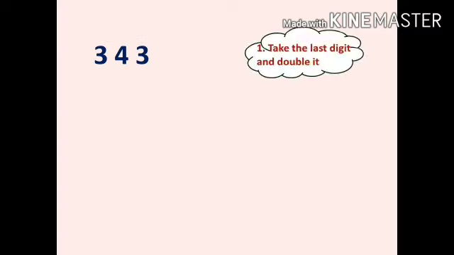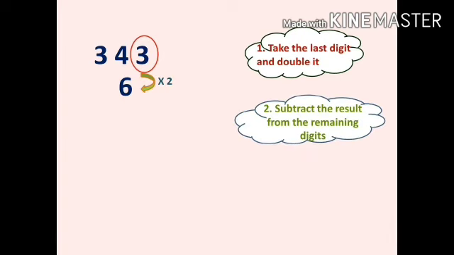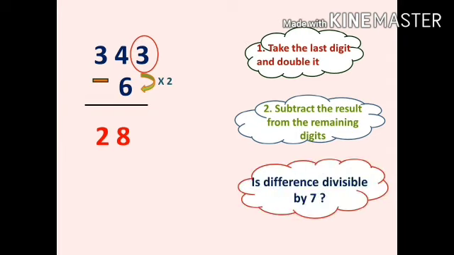The concept is that first we take the last digit and double it. Here 3 is the last digit, right? We have to double it. That is, we multiply 3 with 2, and we get 6. That's the first step. Second, we subtract 6 from the remaining digits. The remaining digits we have are 34. We subtract 6 from 34, and we get 28.